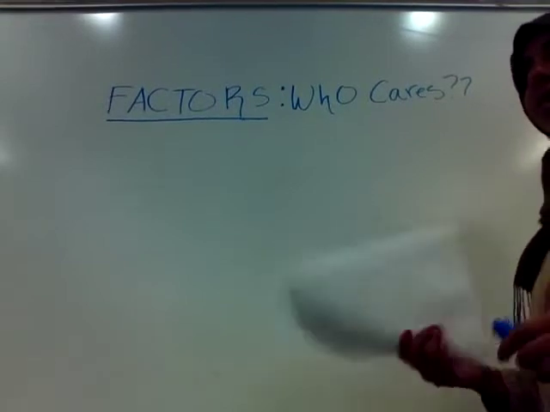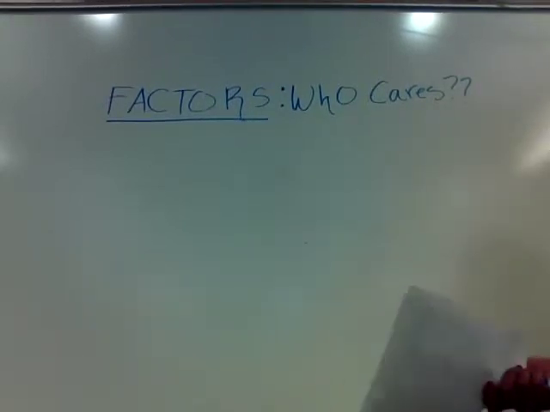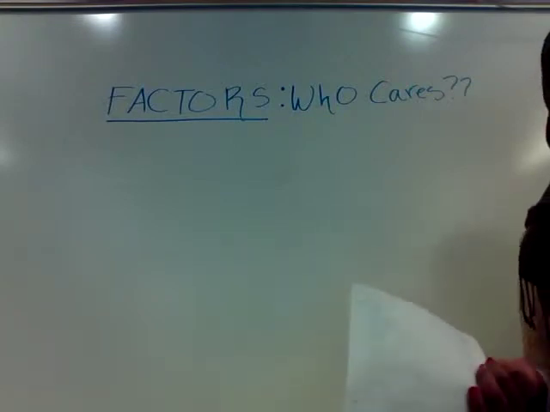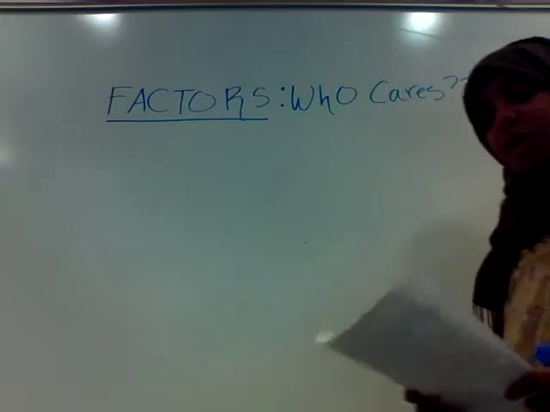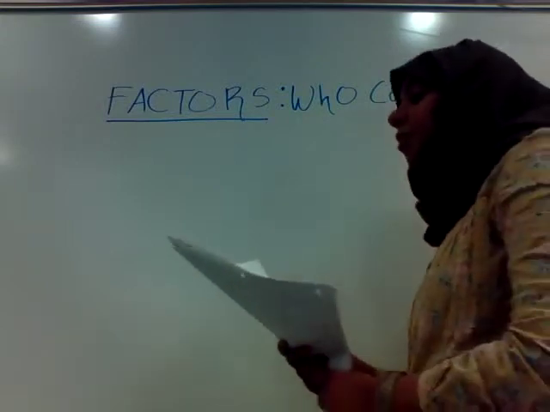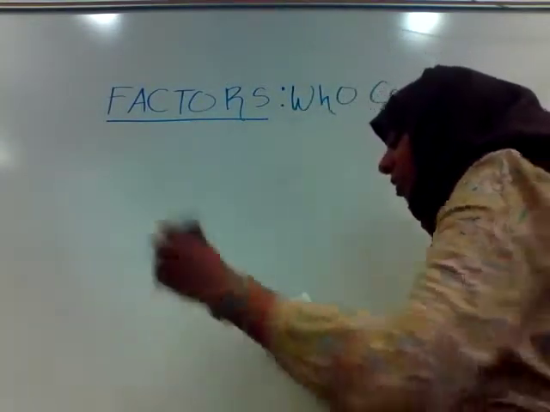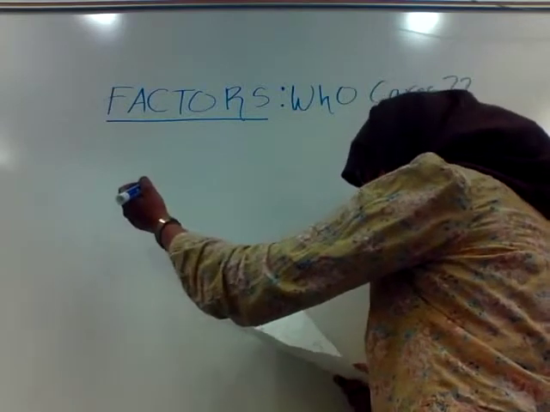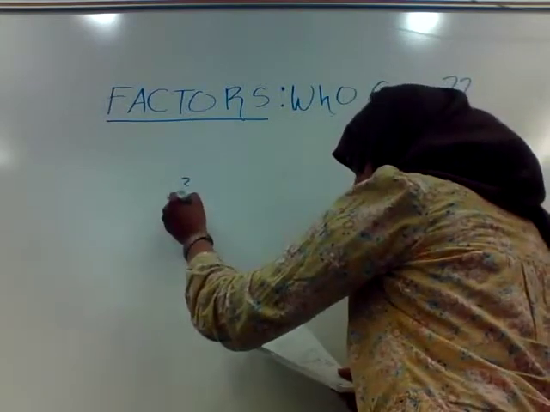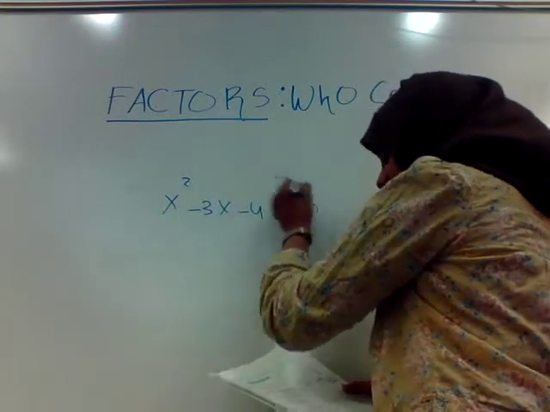In my part, I was going to talk about some examples where factoring is a crucial step in order to find the solution for the problem. The first example will be solving a quadratic equation, which is x squared minus 3x minus 4 equals 0.